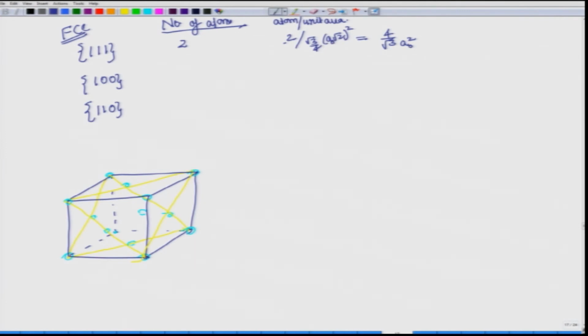So, this is A naught, and similarly at the same time let us calculate what is the distance between the planes. Now, this whole distance from this point to this point is equal to root 3 A, and there are how many planes? There are 3 planes. Therefore, the distance between the planes can be written as root 3 A by 3. So, it is again A naught by root 3.